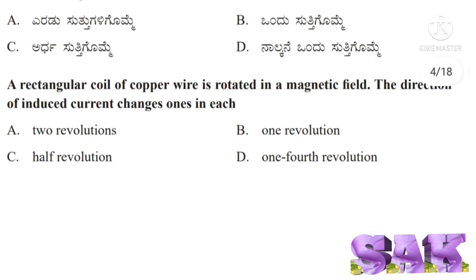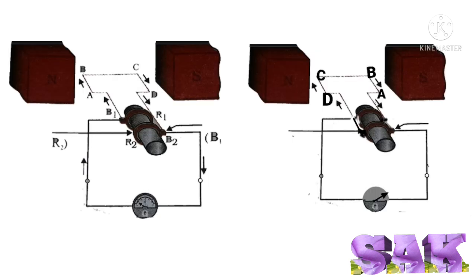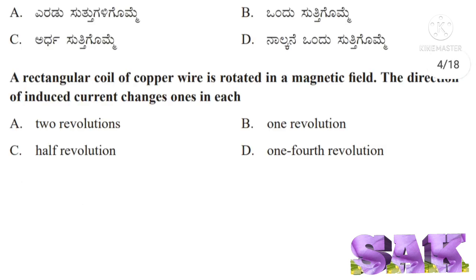Next question, a rectangular coil of copper wire is rotated in a magnetic field. The direction of induced current changes once in each. In electric generator, when copper coil is rotated in a magnetic field, after every half rotation, direction of electric current changes in the external circuit. So, correct answer for this question is option C, half revolutions.